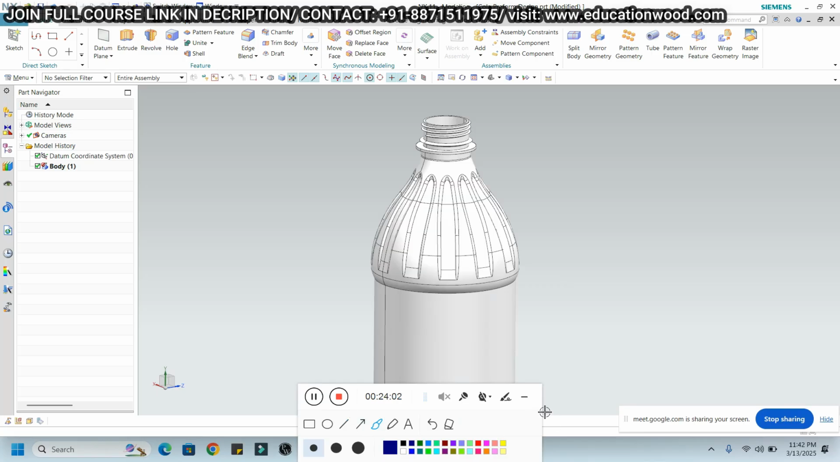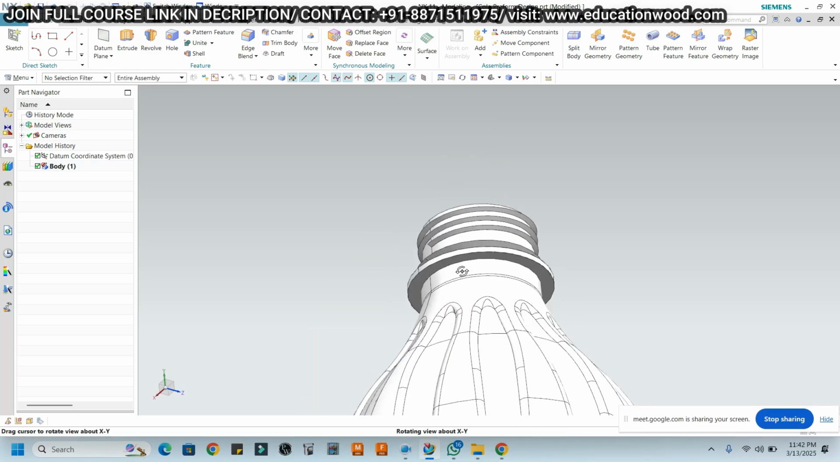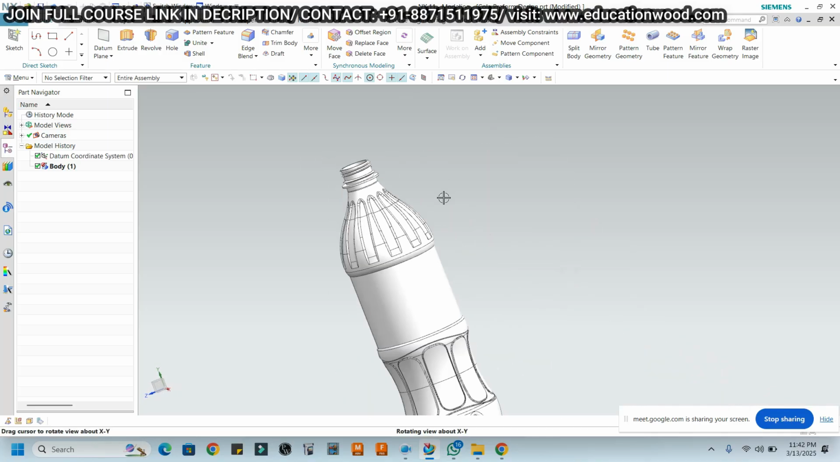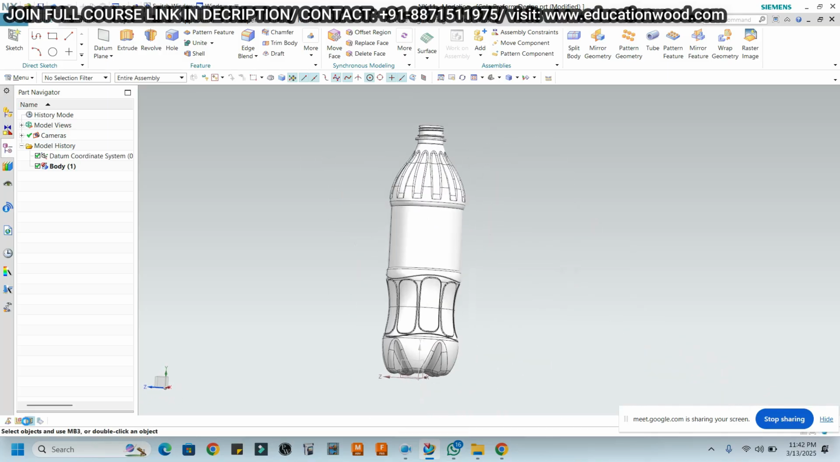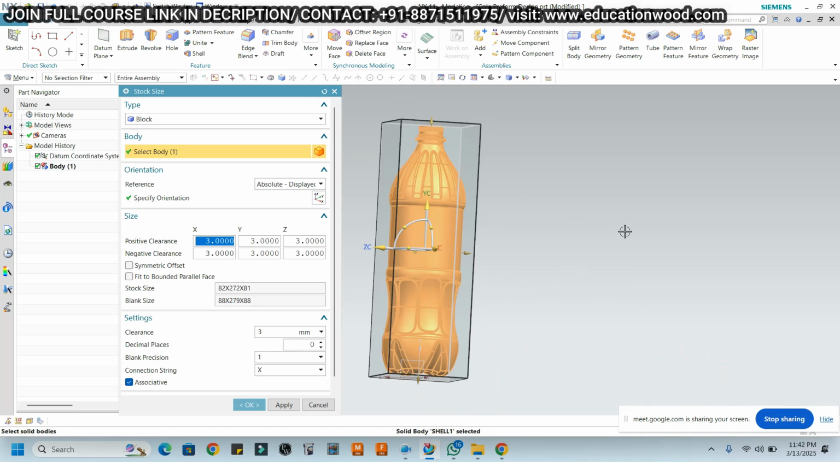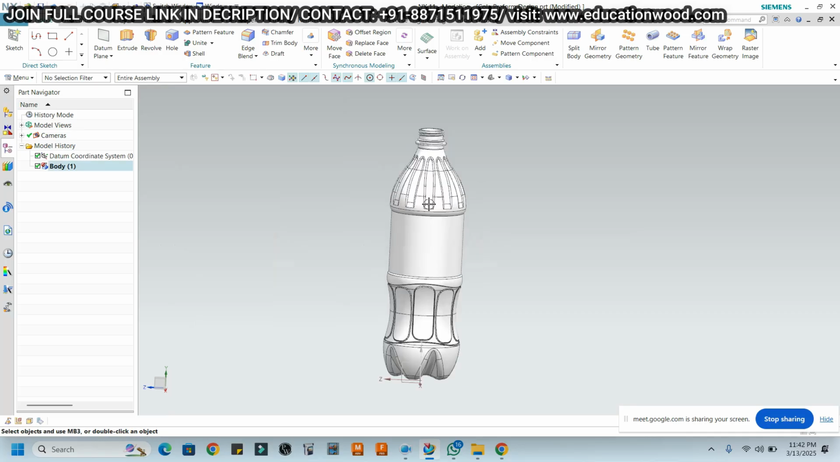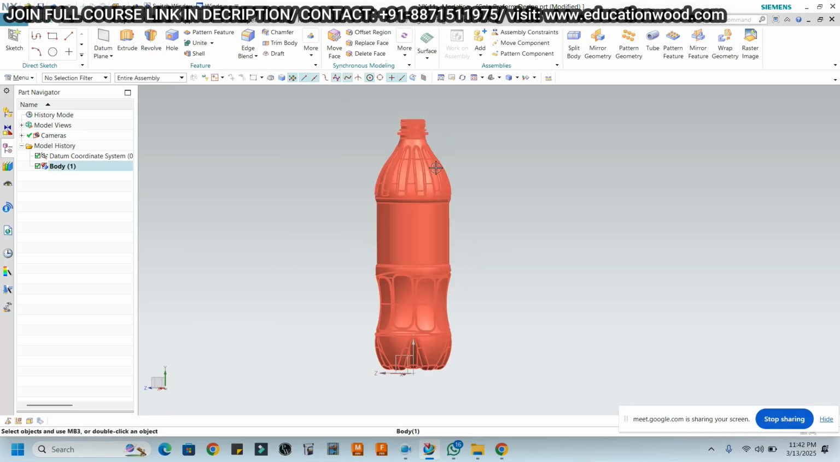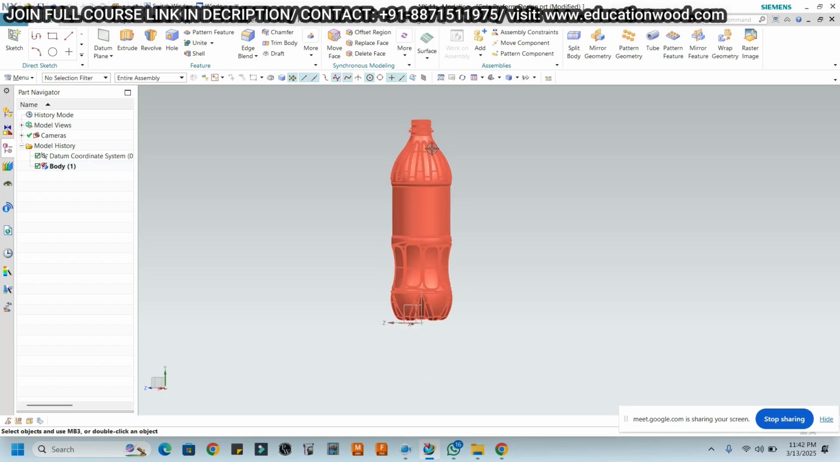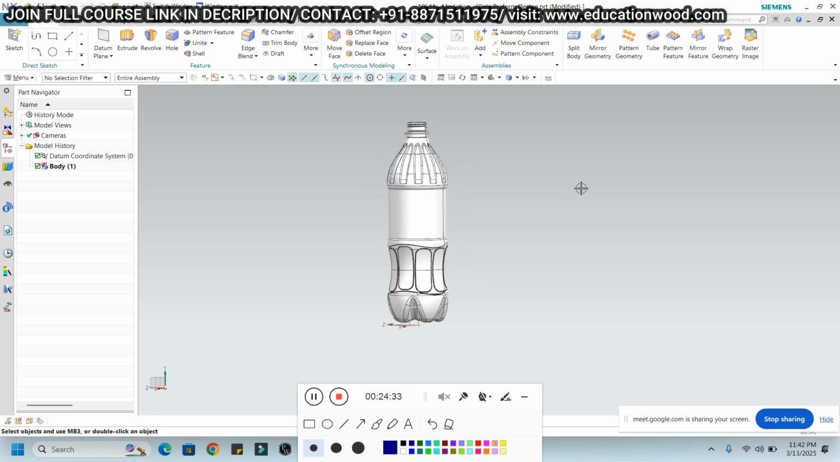I just started the recording. See here, this is the component, and here you can see its dimensions. The length is 270 and the diameter is 82. Just for an example, if I am taking PET material, what stretch ratio can we consider? 9 to 12 maximum.